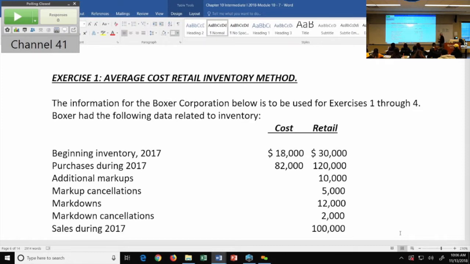We also then have additional markups, and we have markup cancellations. So we're going to use the net markup. Now, markups only apply to the retail side. They don't apply to cost. And on the markdown side, markdowns are 12, and markdown cancellations are 2. So we have the net markdown, right? And the net markdown is 10.